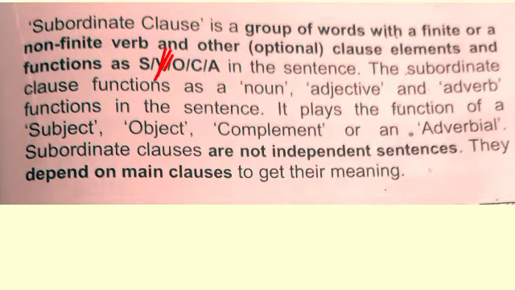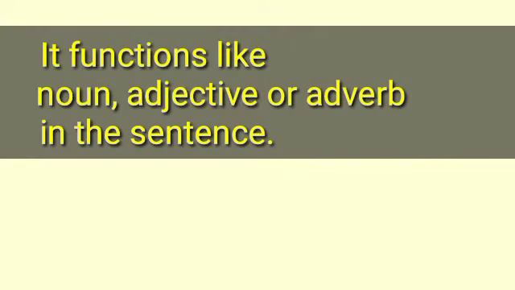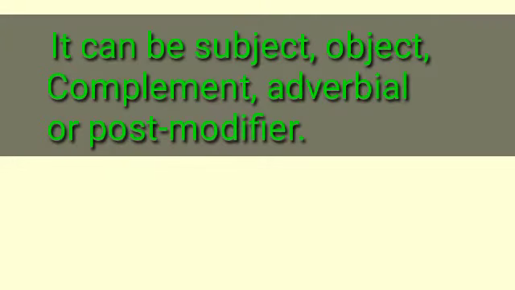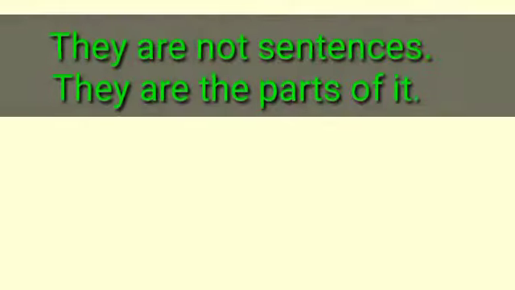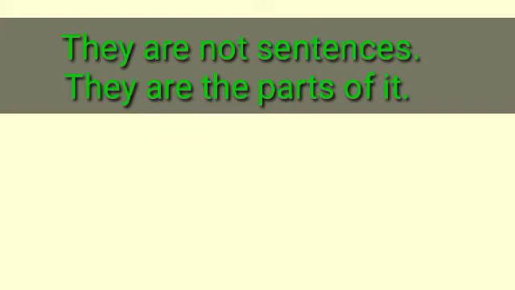The subordinate clause functions as a noun, adjective, and adverb functions in the sentence. It plays the function of a subject, object, complement, or an adverbial. Subordinate clauses are not independent sentences like main clauses. They depend on main clauses to get their meaning and therefore they are called subordinate. They are also called dependent clauses because they are not independent and depend on main clauses to get their meaning. Thus, main clauses are called principal clauses, while these are called subordinate clauses, and these are also called dependent clauses.